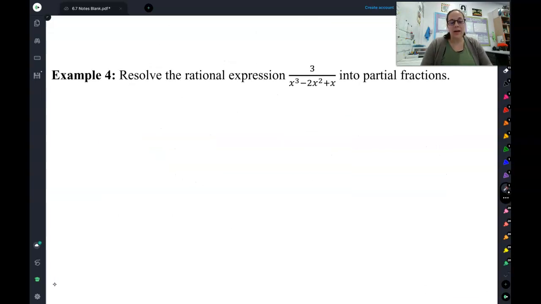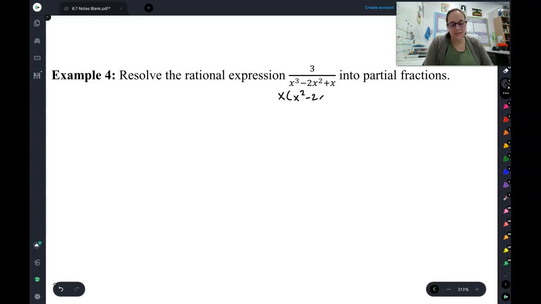Let's try another one. Now notice this one doesn't have the denominator factored, so I do need to start with that. First thing I notice is that everything in this denominator has an x in common. Now this is my easier method of factoring because I don't have anything in front, so I just need to multiply to 1 and add to -2. So that's going to be -1 and -1, multiplies to +1, adds to -2. So this is x times x minus 1 squared.